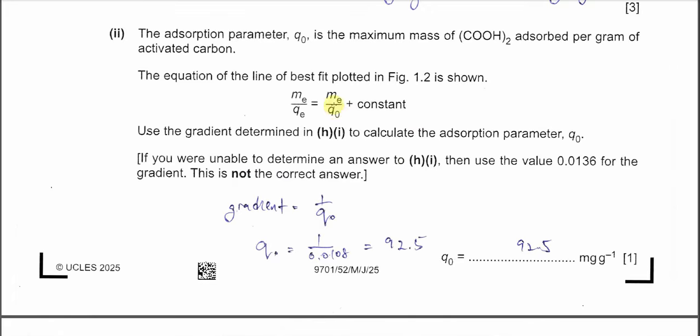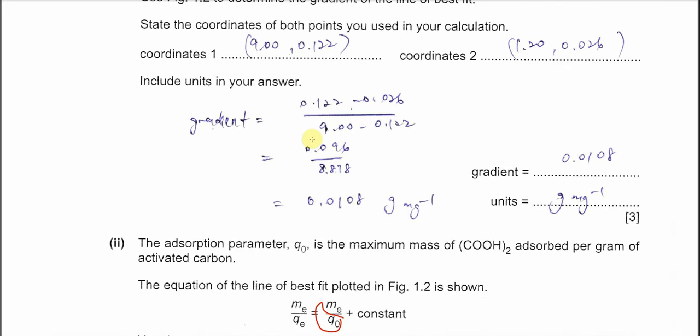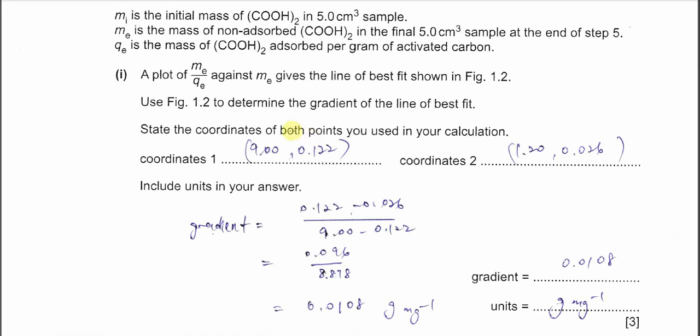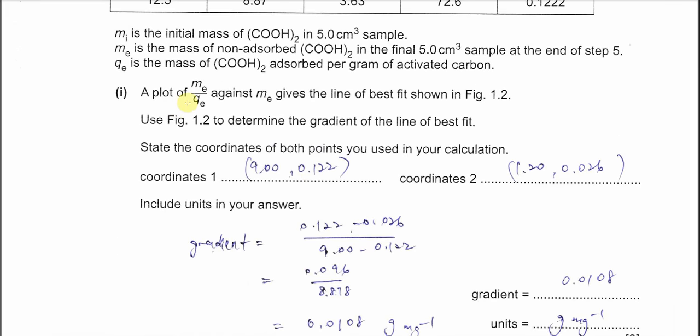So obviously the gradient is 1 over Q0, because it's ME over QE versus this ME. So it's the gradient. Okay, so use the gradient determined in H1. This one we have not really discussed yet. So for part 1, it's quite easy.